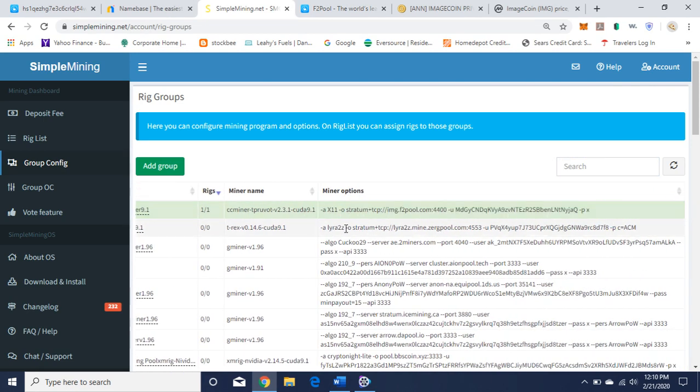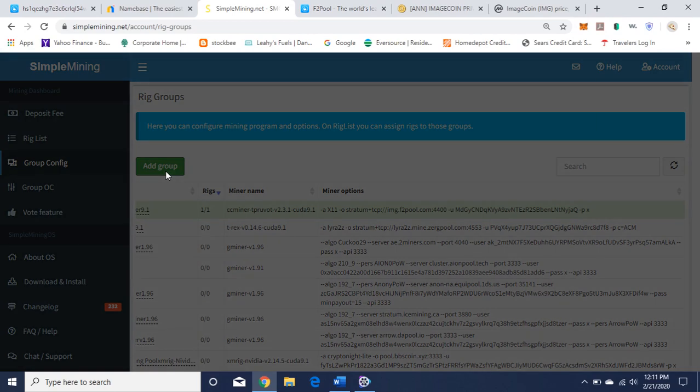And here's the command line, pretty simple. Dash A is the algorithm, which is going to be X11. Dash O is your mining pool address, which you can copy and paste from F2Pool. The port is 4400. And dash U is going to be your wallet address. That's mine. You want to replace mine with yours, of course. Dash P is the password, which is just X. I'm using ccminer, CUDA 9.1.